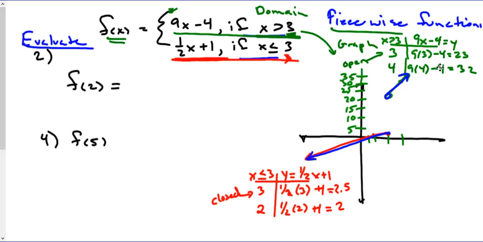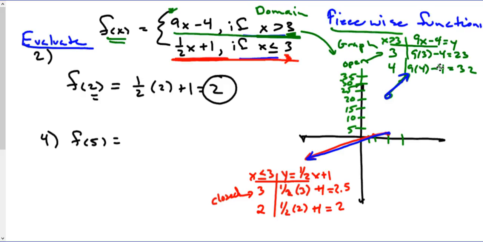Now, looking at the graph, we're trying to figure out what is f of 2. Well, where does f of 2 fall? Well, you look at 2. We don't use the top function because 2 is not greater than 3. 2 is actually less than 3, so we're going to take 2 and plug it into the bottom function right here. So we're actually going to use 1/2 times 2 plus 1, which we already did right there, which is equal to 2. And that's going to be our answer.